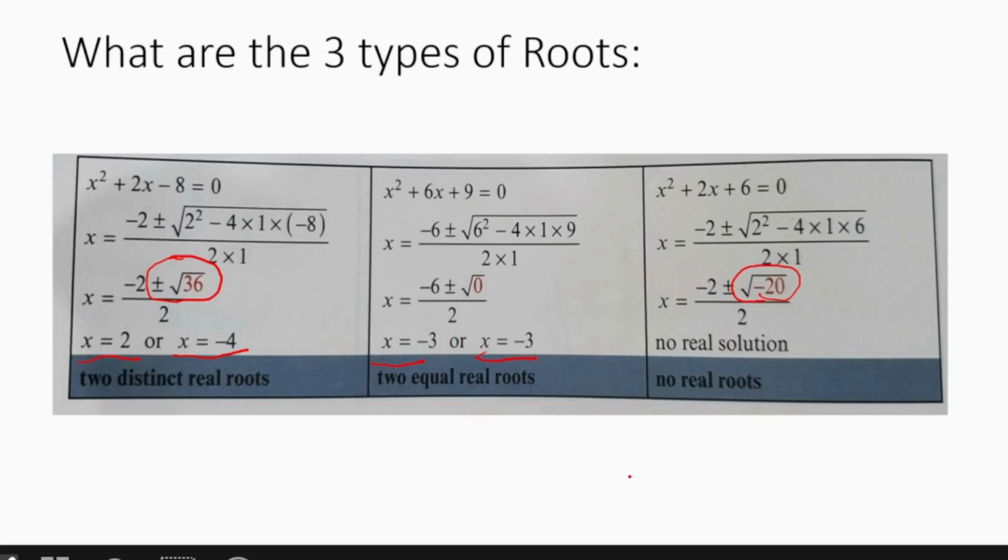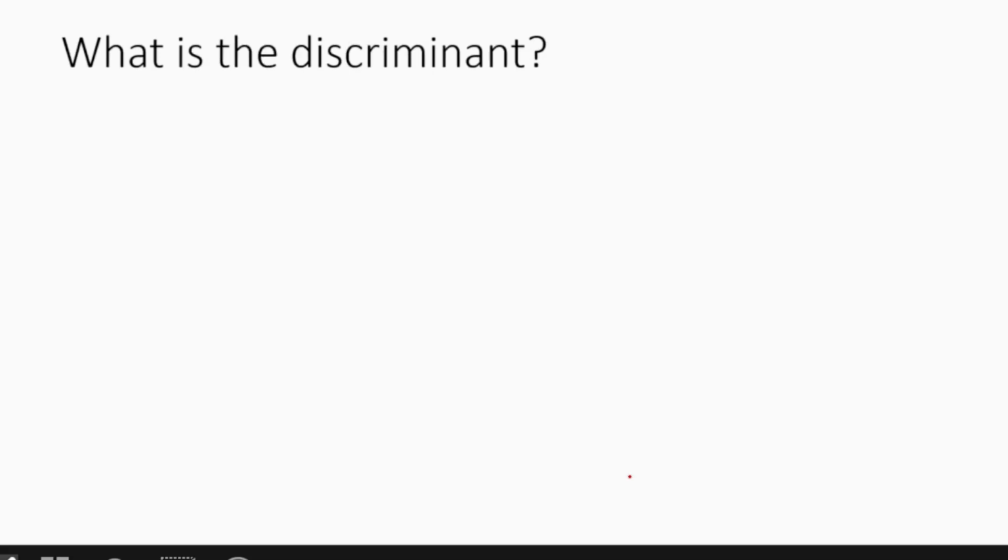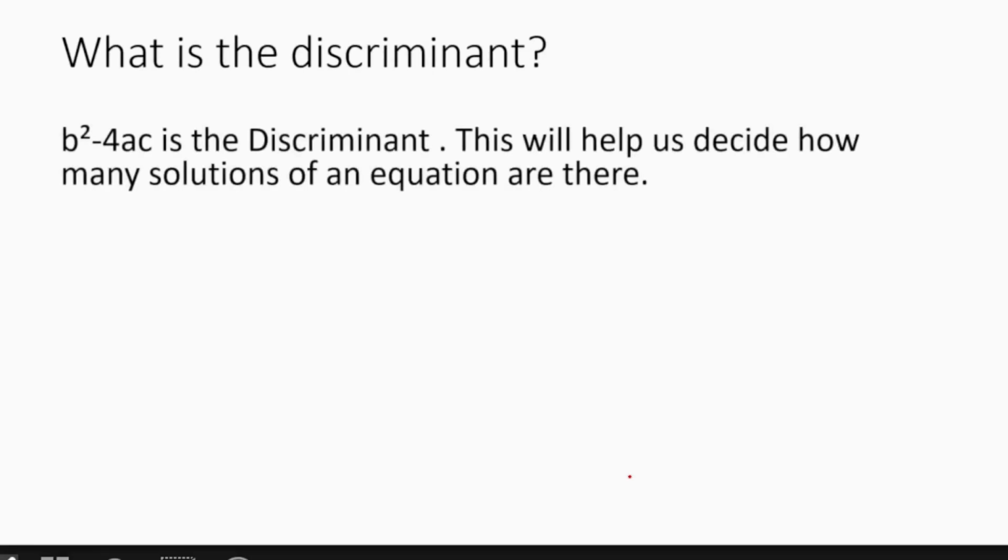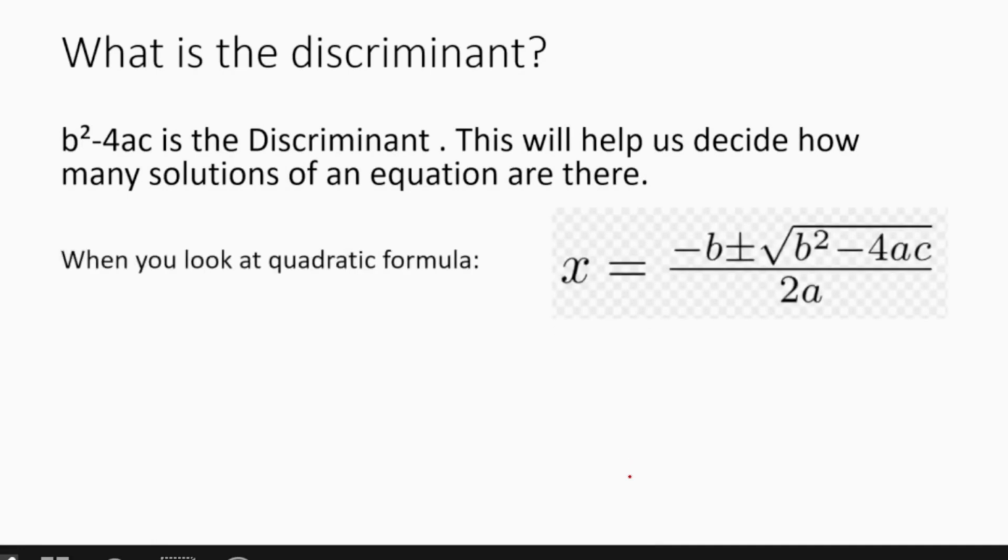So now we are going to discuss the discriminant. This will help you in understanding the roots more. So b squared - 4ac is the discriminant. This will help us decide how many solutions an equation has. Now let's take a look at the quadratic formula. Remember, do not memorize this. This will be given to you. x = (-b ± √(b² - 4ac)) / 2a.